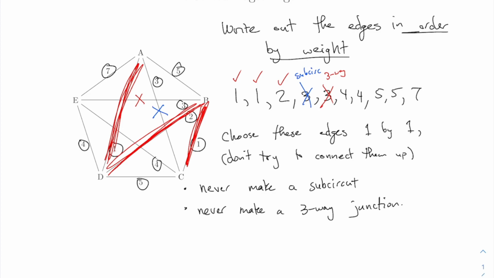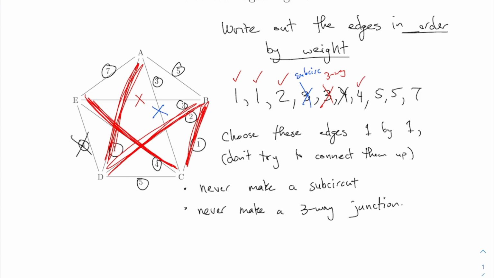My next best would be, I suppose, to use the 4s. I have a 4 over here. Actually, that's not allowed because that would make a 3-way intersection at the bottom there. So this 4 is out. I'm not going to use the 4. What about the other 4? Is this one okay? I think actually this one is okay. So I pick that 4 also.